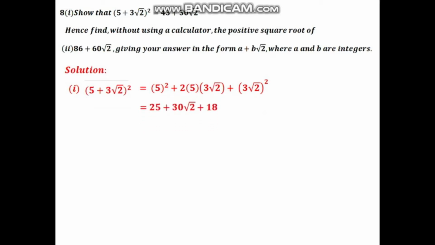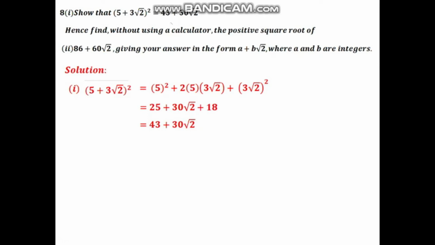So next, we further simplify. 5² we get 25, and then the second term, 5 times 2 is 10, times 3, 30√2, and the last term, (√2)² is 2, 3² is 9, so 9 times 2, we get 18. And next we need to add up the like terms. 25 plus 18 is 43, and then just copy down 30√2. Okay, this is what they actually want us to prove.